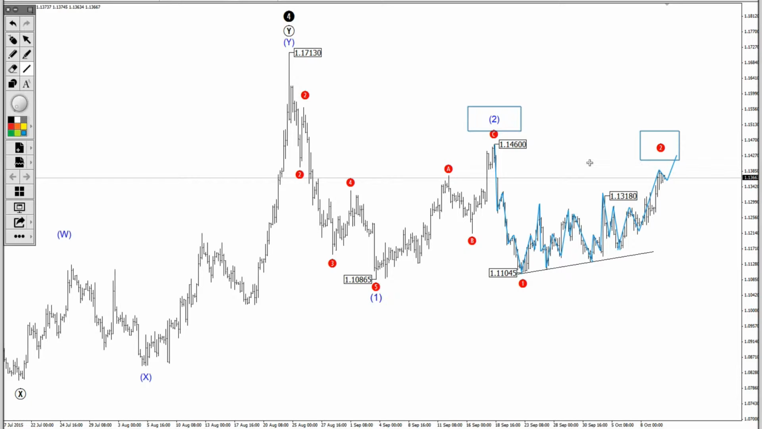So I'm expecting more upside in this pair, and if we get past 114.6, we are still forming the previous minute wave 2 correction, so 1 degree larger corrective phase.